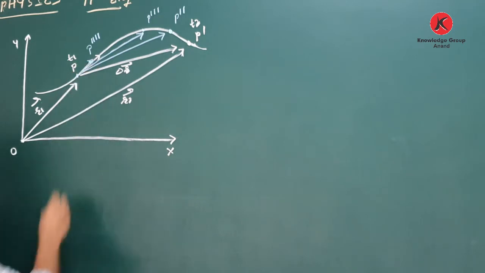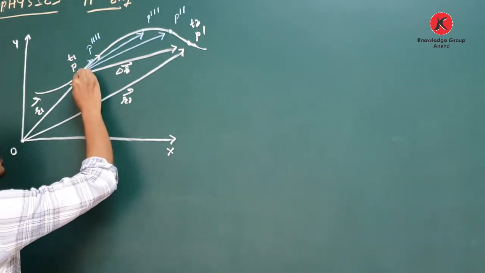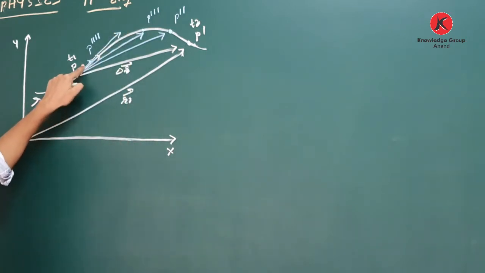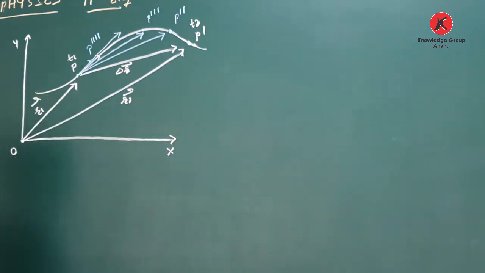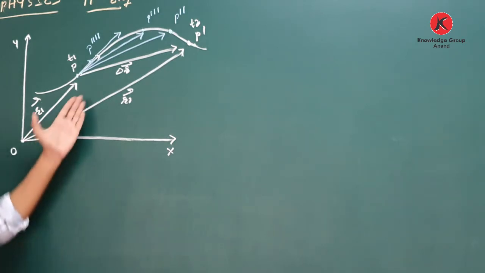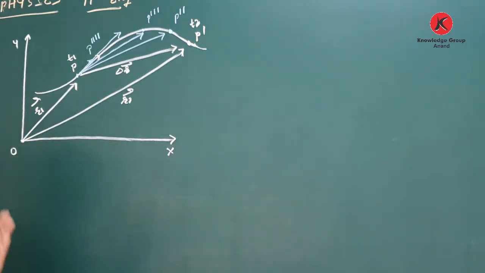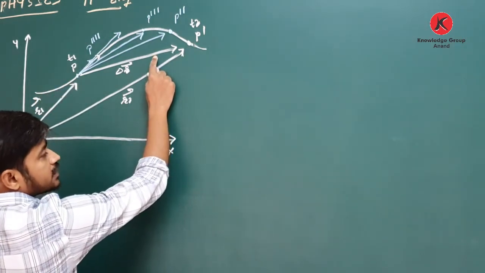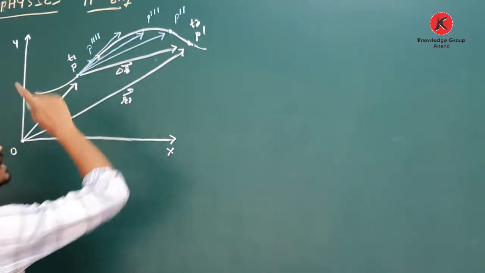If I take the time interval very small, the final position will be here and the displacement will be in this direction, such that this vector is in the direction of the tangent at that point. Clear about this? So from this we can see that initially it is a time interval with a displacement; as I decrease the time, it is a displacement again, and so on.